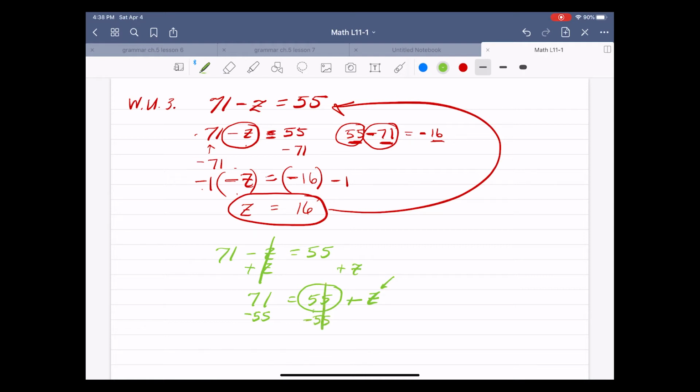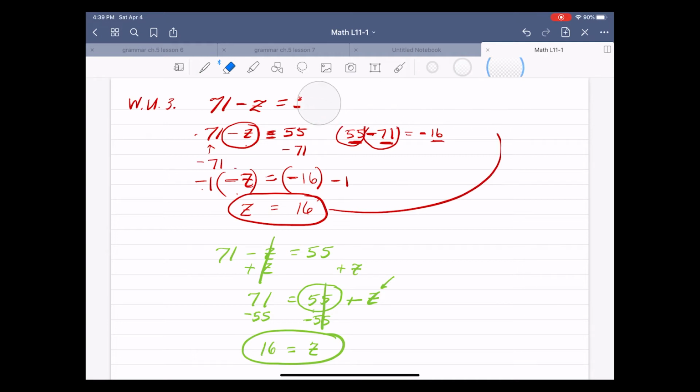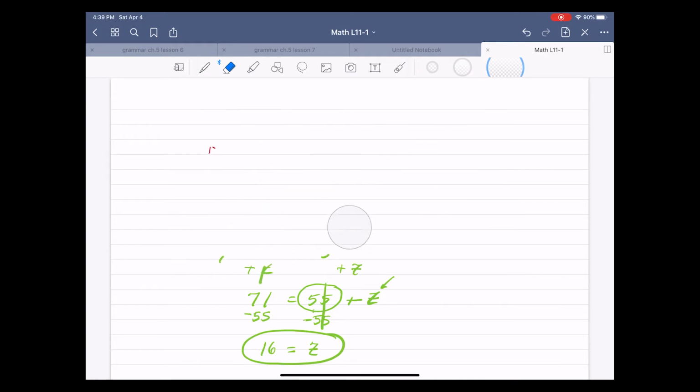Now, 55 minus 55 is 0, and I have z equals 71 minus 55. We know that is 16. Both work. Pretty amazing, huh? Cool stuff. All right, let's go on to another warm up.